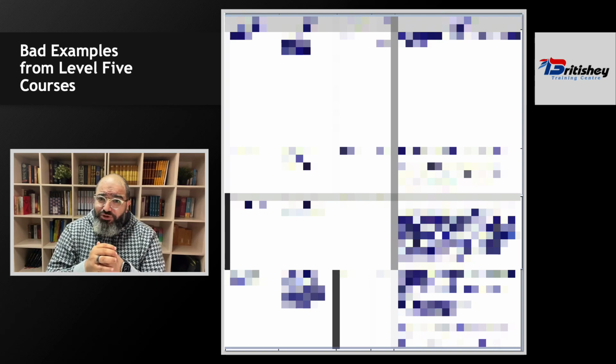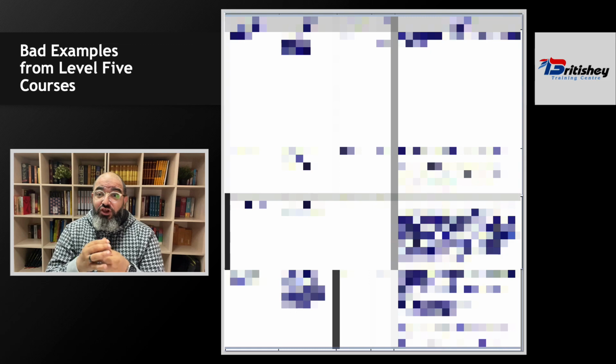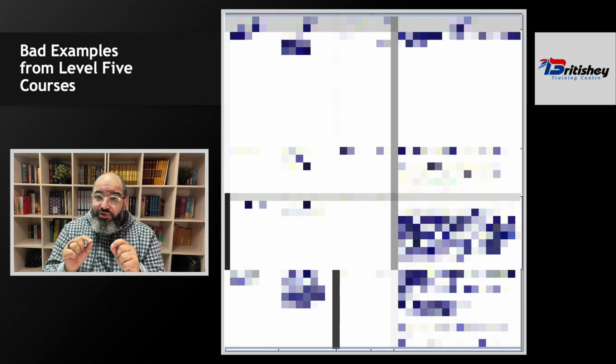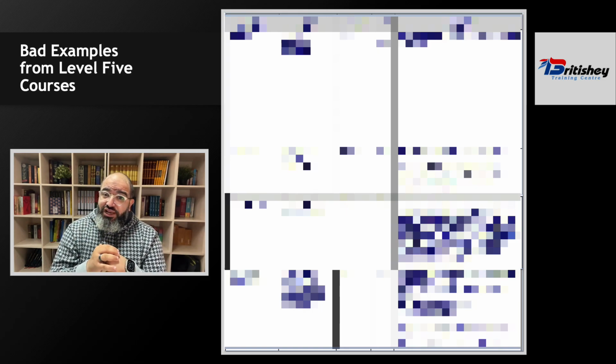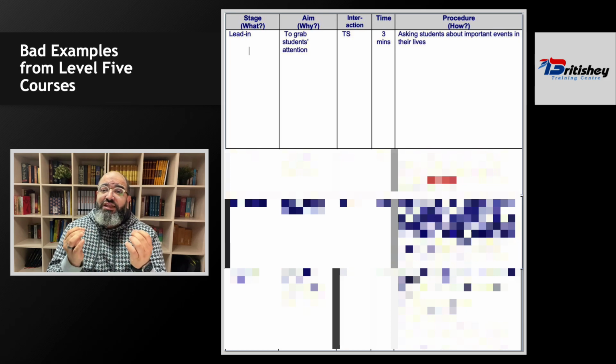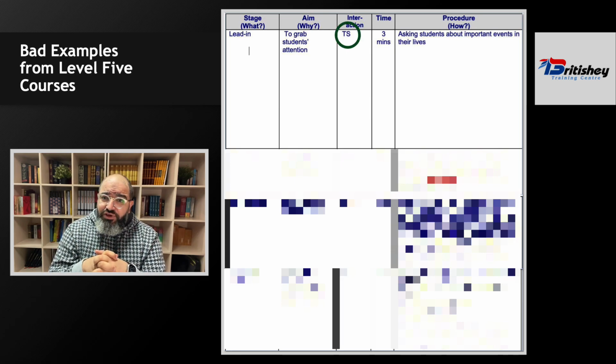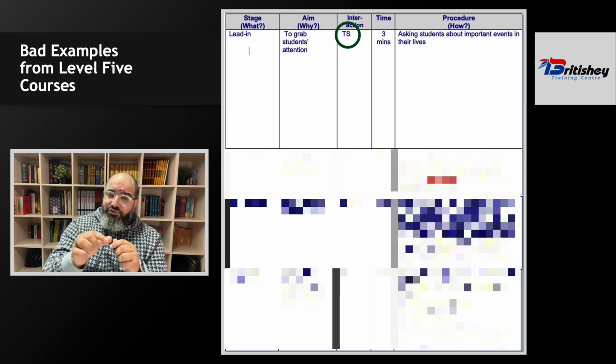Now, let's have a look at some of the things that may go wrong with interaction patterns when candidates are planning their lessons. Here is an extract from a lesson plan taken from a Teaching Level 5 course for the leading. Let's have a look at it. The candidate said it would be TS. However, I would write it with a dash in between or just write plenary, but just TS, there should be a dash in between.